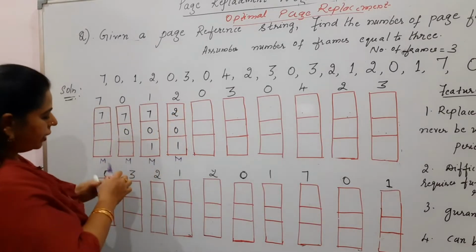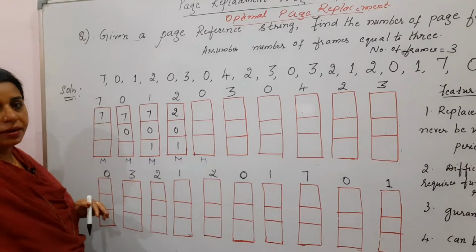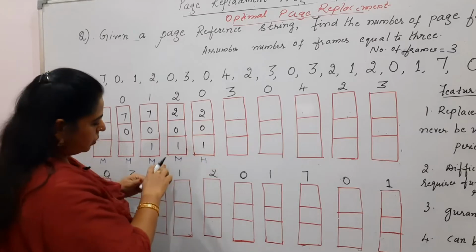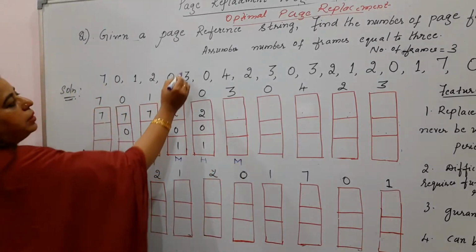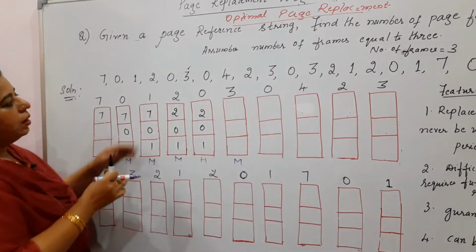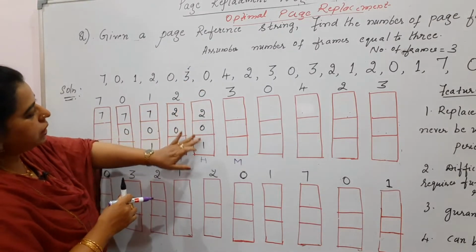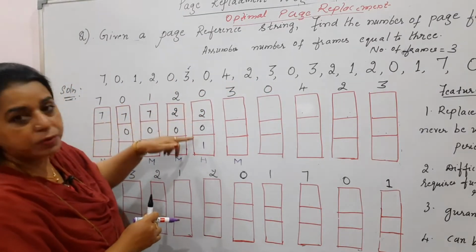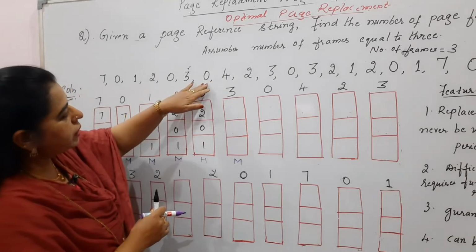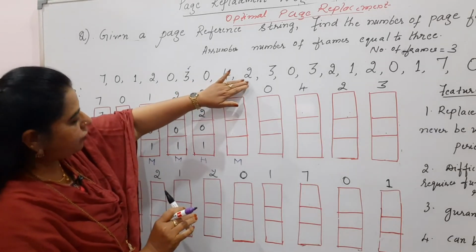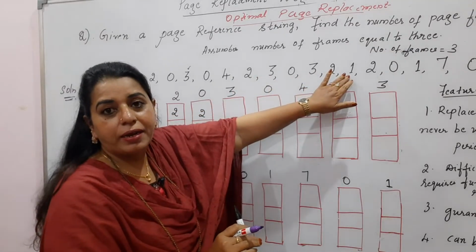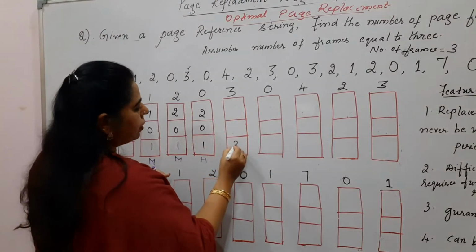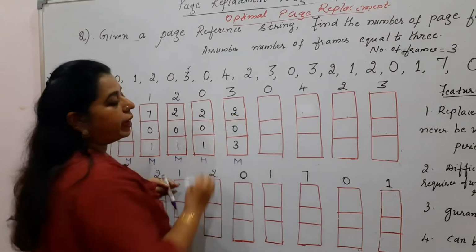In the next one, 0 is already there, so there is a hit. We'll write the letter H and write the frames as they are. Next, 3 is not here, so there is a miss. That means you are here now. The previous 3 pages are 2, 0, 1. Out of 2, 0, 1, in the future which page will be used very late? 0 is used immediately, so you should not replace it, then 2 after that, then you can see 1 is used very late, so you select 1 to replace. So I'll replace 1, and the others stay as they are, fine.